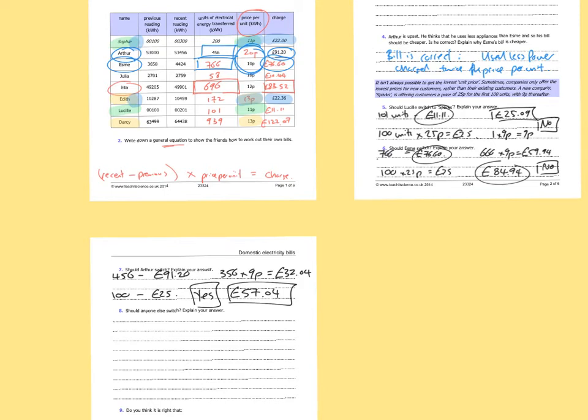Edith, barely over 100 units, so she's unlikely to make any savings. And Darcy, again, she's using a lot, so she's likely to save. So you could do the same process for each person, but you can kind of take a shortcut. Anyone who's using less or close to 100, they're not going to benefit anyway. Anyone who's using quite a lot more than 100 units, they might benefit.